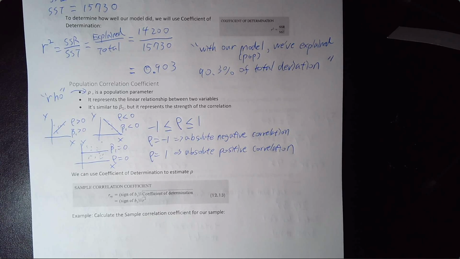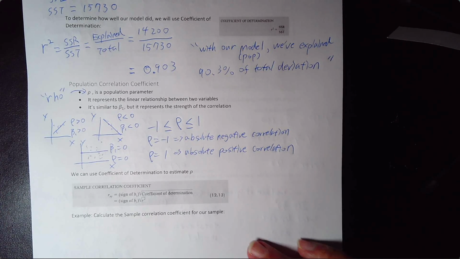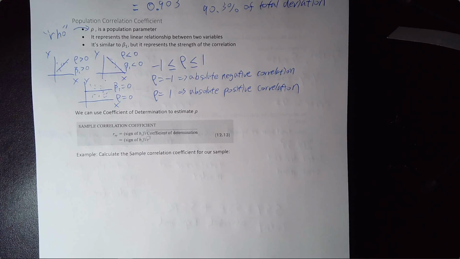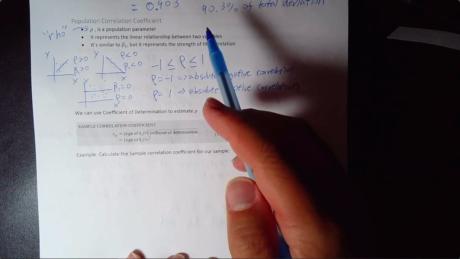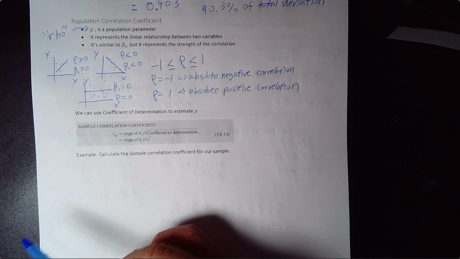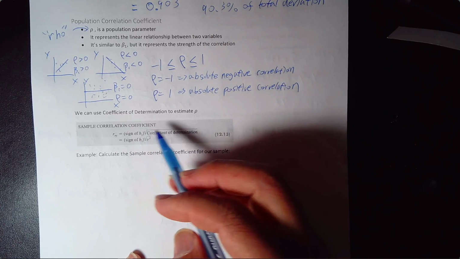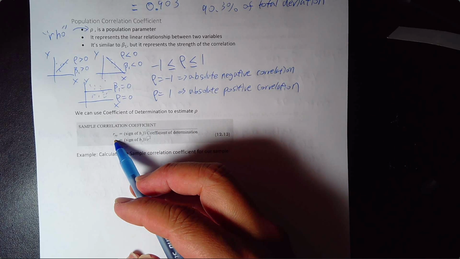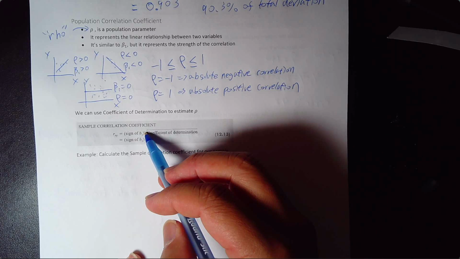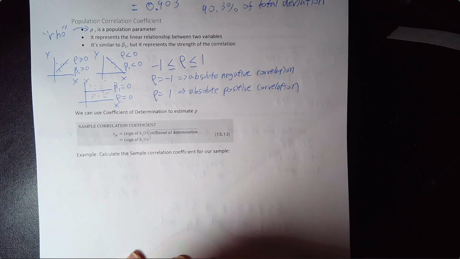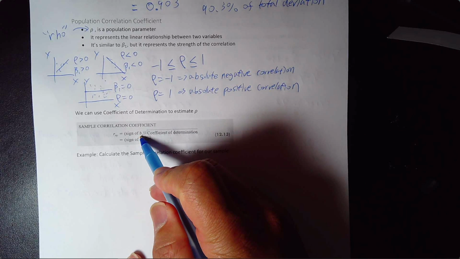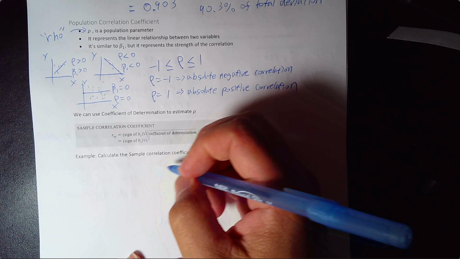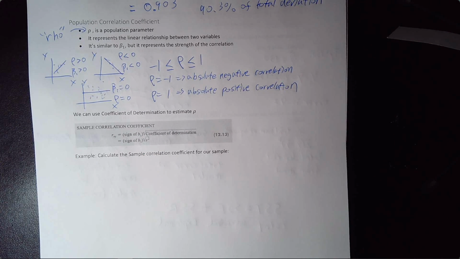Now, how do we estimate rho? We can use the coefficient of determination to estimate rho, and it's very simple and convenient. This is why the coefficient of determination is represented as r squared, because to estimate rho, we simply use r. r is the square root of the coefficient of determination, but we're going to take the sign that we got from B1. So let's calculate the sample correlation coefficient for our model.